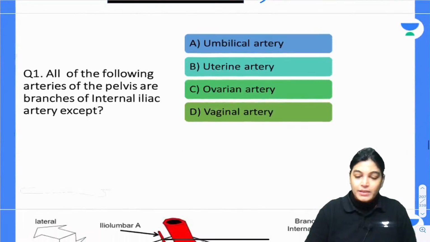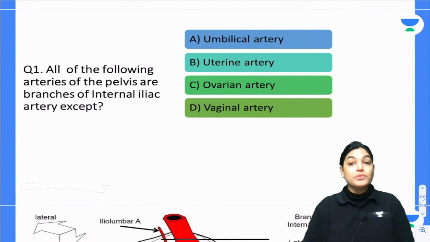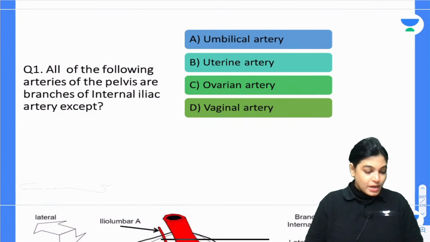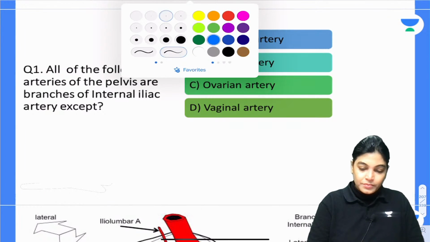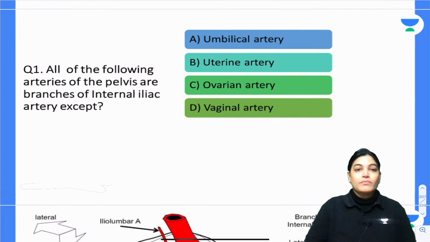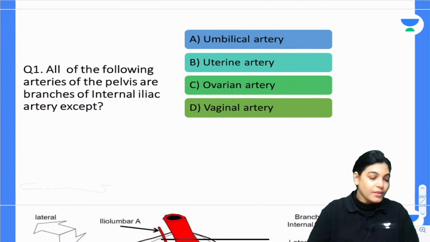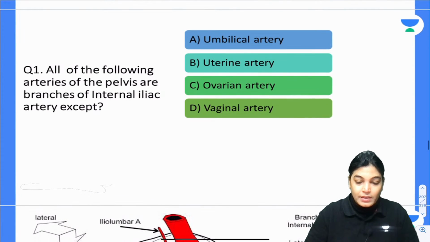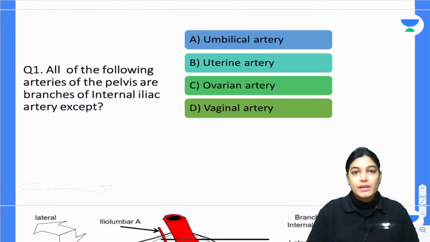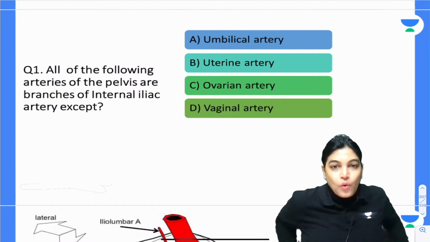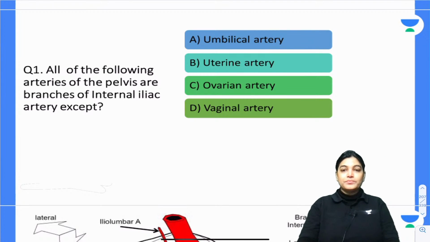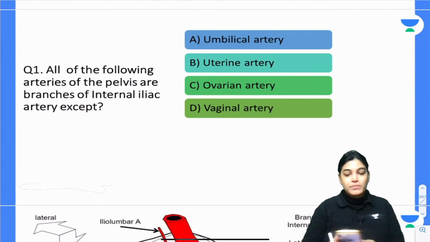So my dear aspirants, let's start with the session of 50 MCQs today. So let's start with the first MCQ. All of the following arteries of the pelvis are branches of internal iliac artery except: options are umbilical artery, uterine artery, ovarian artery, vaginal artery. Yes, my dear aspirants, please mark the correct answer.